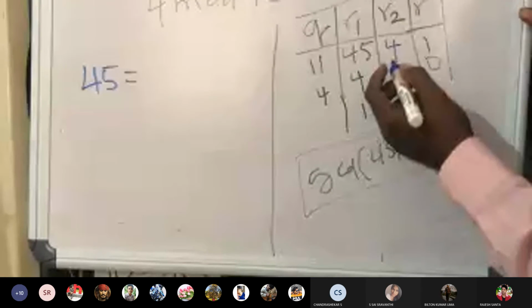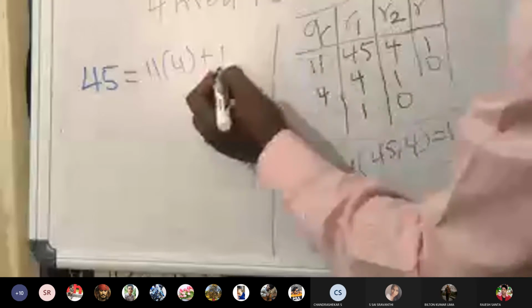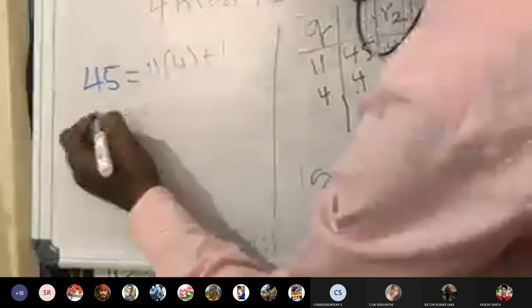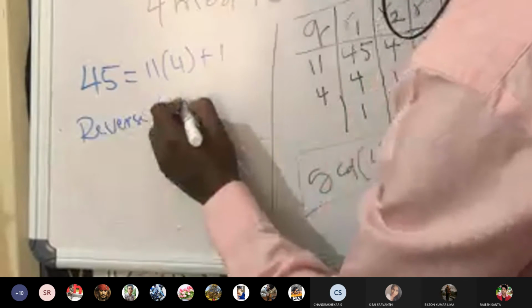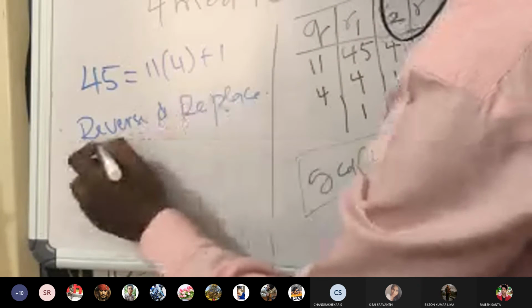Now here I'm going to take 45 is equal to 11 into 4 plus 1. As I told you, I repeat once again. When you have the remainder which is equal to 1, you have to stop there. In the next step, you are going to do reverse and replace.